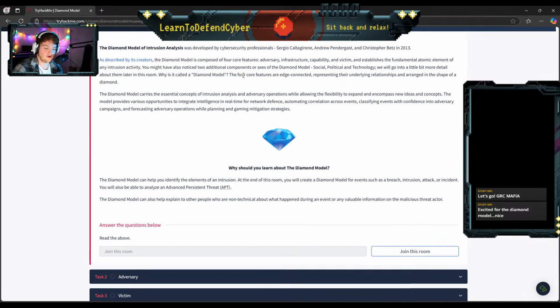Diamond model. There are four core features, right? You have the adversary, infrastructure, capability, and victim. So these are the four core features of any intrusion activity or event that may happen.